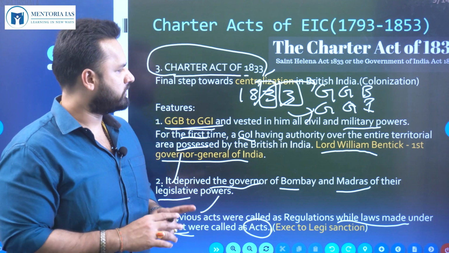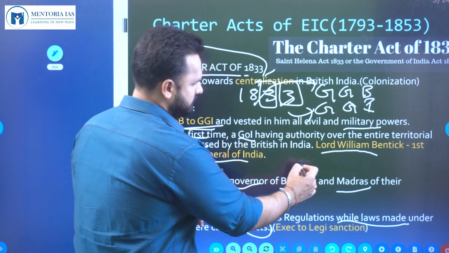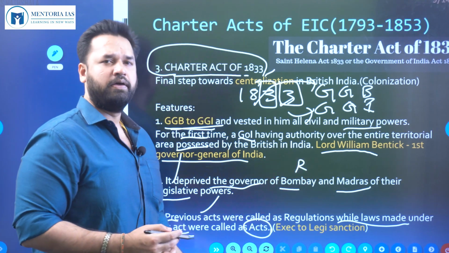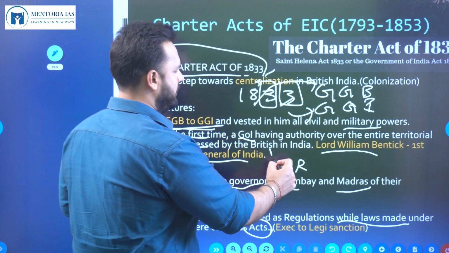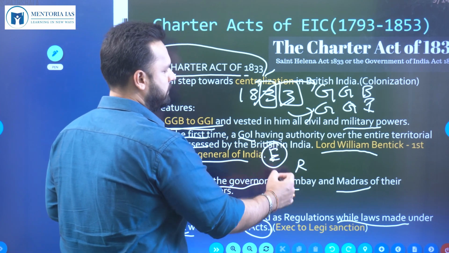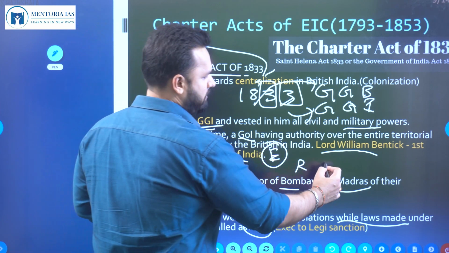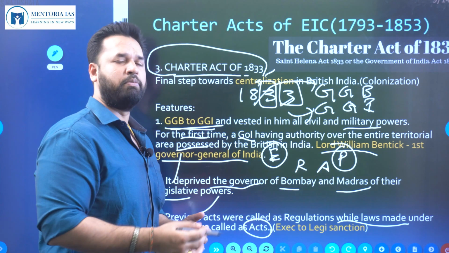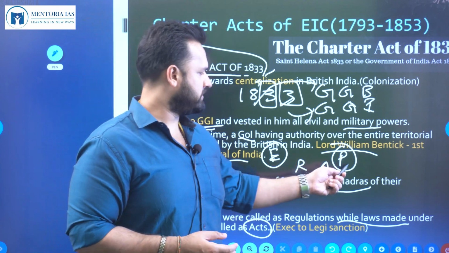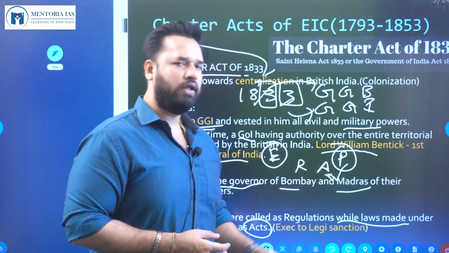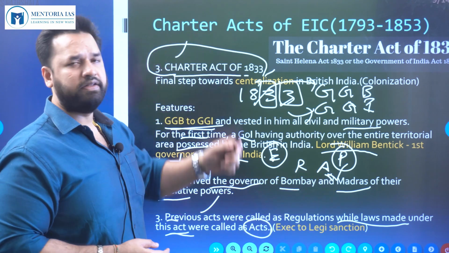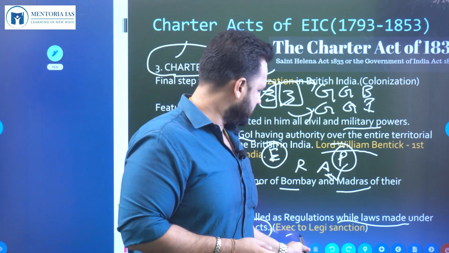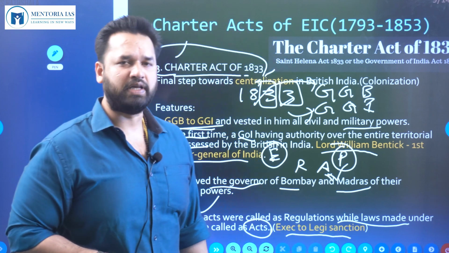This means, simply put, regulations are made by the executive. The executive is your cabinet ministers or PM. Whereas acts are made by the complete parliament. That is PM, members of parliament, cabinet, everybody is here. So that is why this is called an Act from 1833. That means executive to legislative sanction.